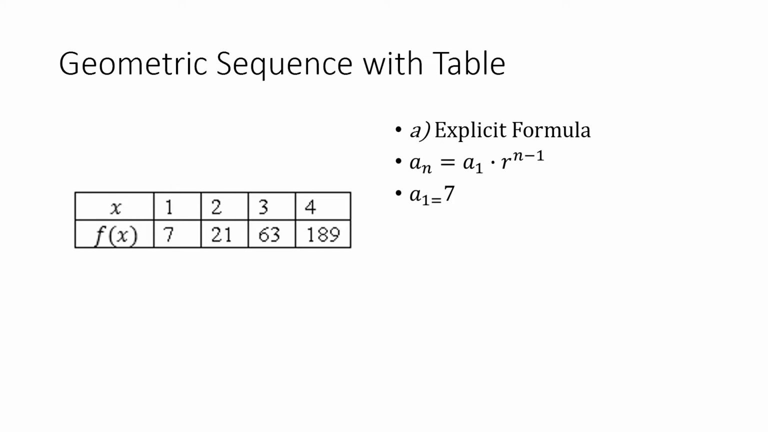R represents your common ratio, which is what you're multiplying by over and over. For this table, it's pretty obvious you're multiplying by 3. But if it's not obvious, you can always divide the second number, 21, divided by the first number, 7, to get the 3. To get the explicit formula, you simply insert the 7 and the 3 into the formula.